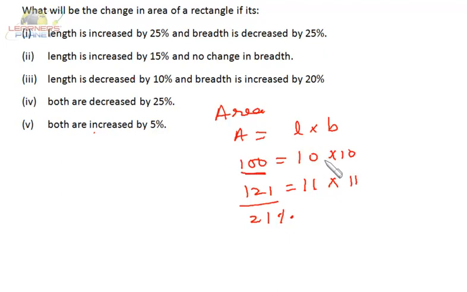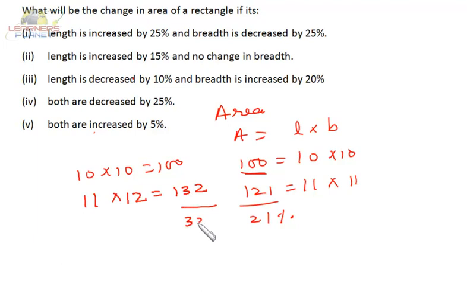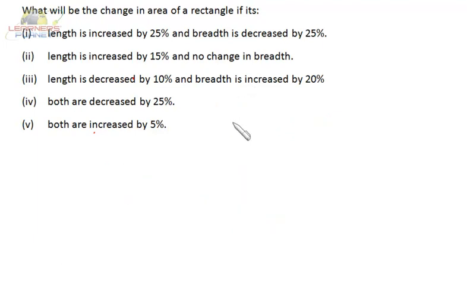Now suppose in another case, I increase the length by 10% and increase the breadth by 20%. Then what would happen? Initially the area is 10 into 10, 100. Now I'm increasing the length by 10%, then the new length will be 11. The new breadth will be 12 if I'm increasing the breadth by 20%. Now what is 11 into 12? It's 132. So it is 32% increase in the area. Isn't it very simple? It's really fun and really easy if you know this logic.